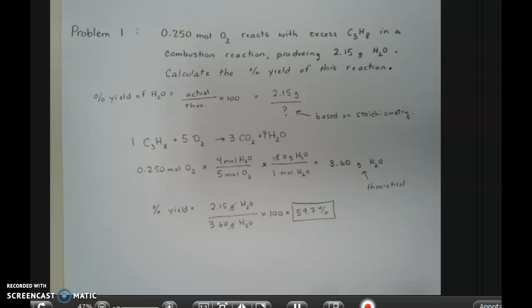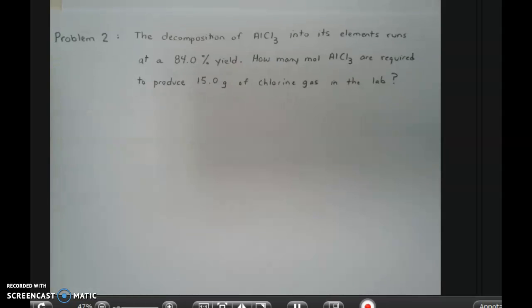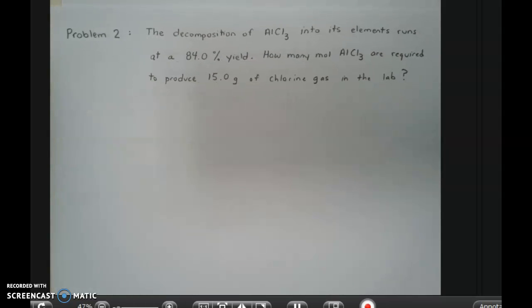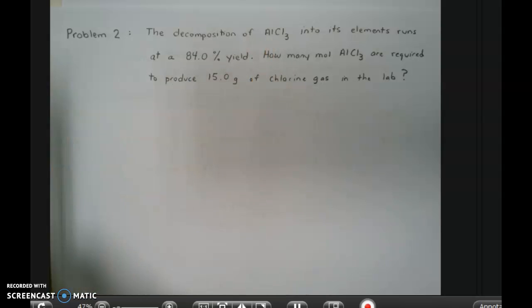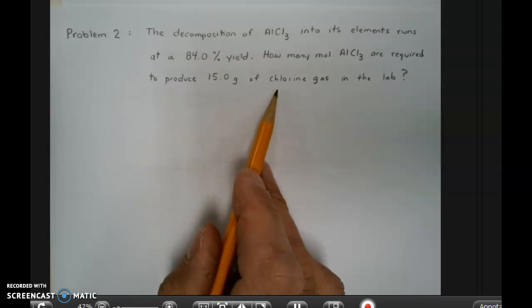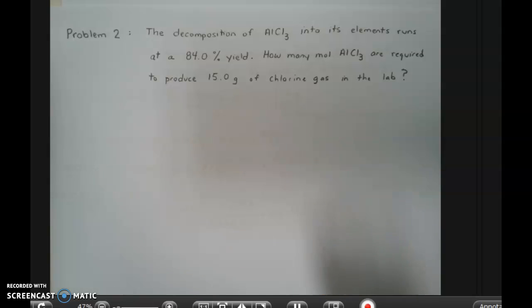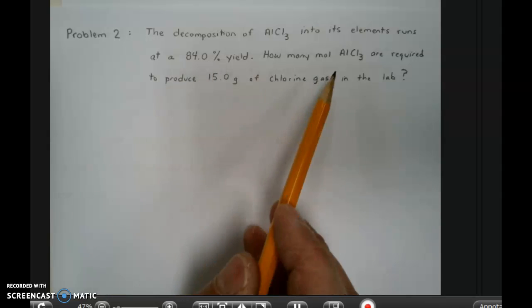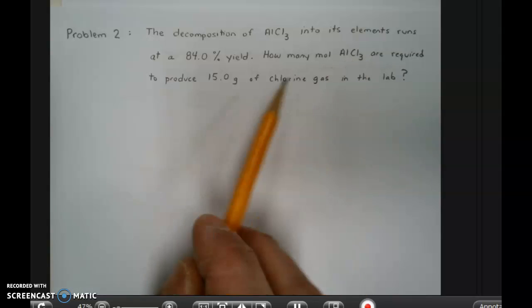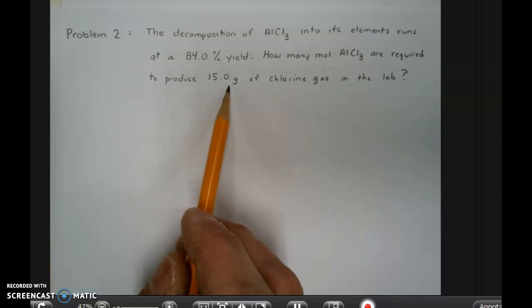Now, what about a more advanced percent yield problem? Let's take a look at that. So problem number 2 says the decomposition of aluminum chloride into its elements runs at an 84% yield. How many moles of aluminum chloride are required to produce 15 grams of chlorine gas in the lab? So this one has a little different feel because they don't want to know the percent yield, they give you the percent yield. And they want to know how many moles of reactant are needed to produce this many grams of chlorine gas in the lab.